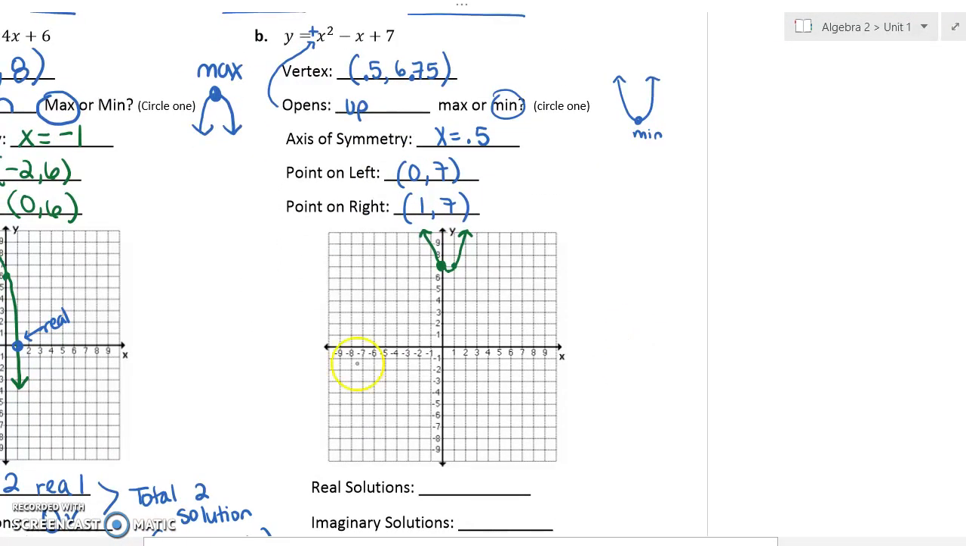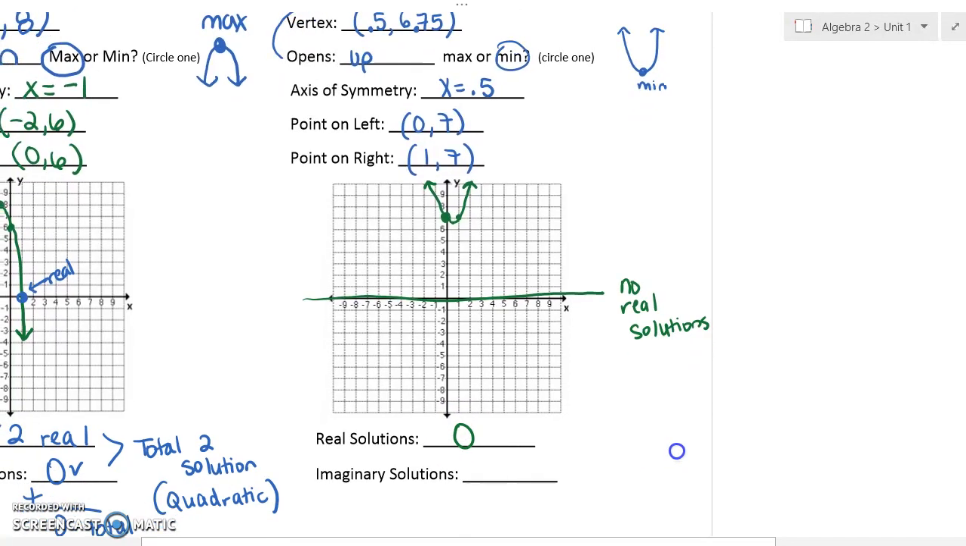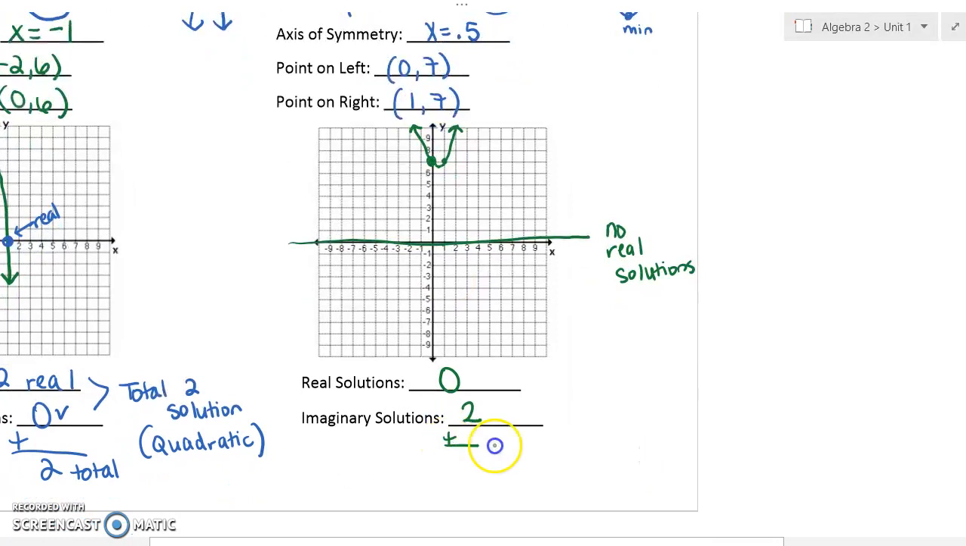Now, because it's not touching the x-axis at all, there are no real solutions. So when they ask us about real solutions, we know that there are 0 because the graph doesn't touch the x-axis. But we know there's got to be 2 total solutions, so then the other 2 must be imaginary, because 0 plus 2 has to add to a total of 2. Because we have an x squared, and the squared means there's got to be 2 solutions.